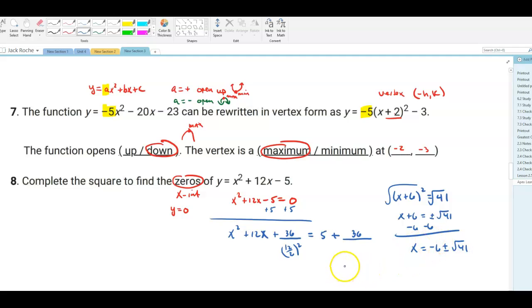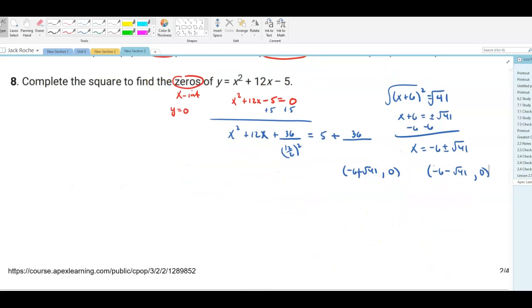So, one of your zeros would be at negative 6 plus the square root of 41, comma 0. And the other one would be negative 6 minus the square root of 41, comma 0. Okay, so those are just your x-intercepts.